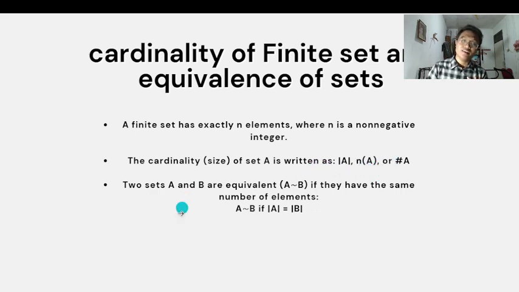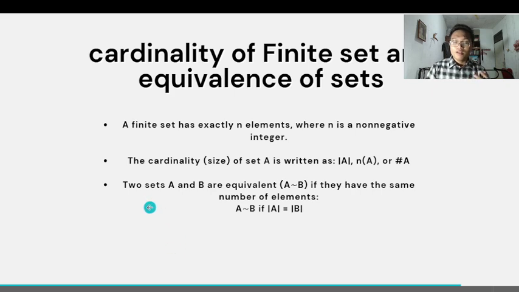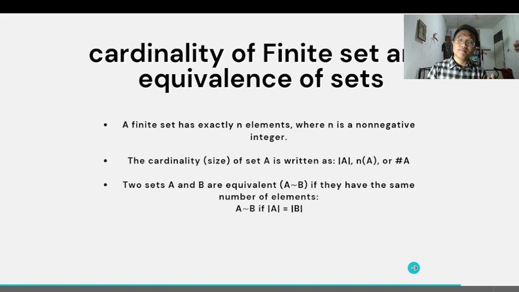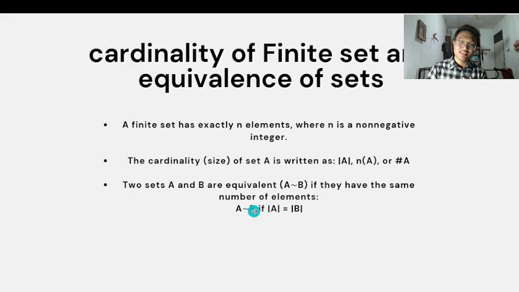Okay, and this is how we determine A and B as equivalent. Let's assume we have set A and set B. Set A and set B are equivalent to each other, written like this, if they have the same number of elements, then we write it like this, the same as earlier. And this is also one of the symbols like this: the size of A is the same as the size of B.